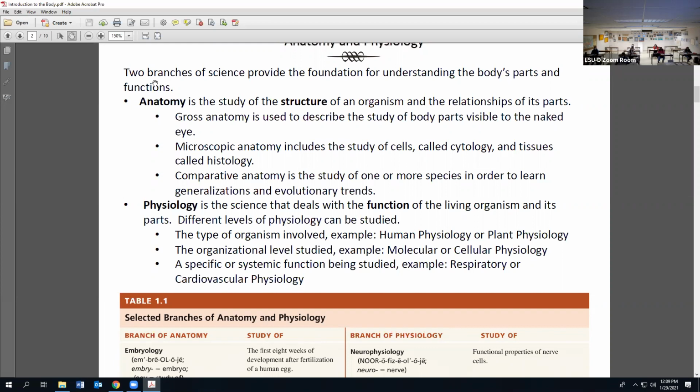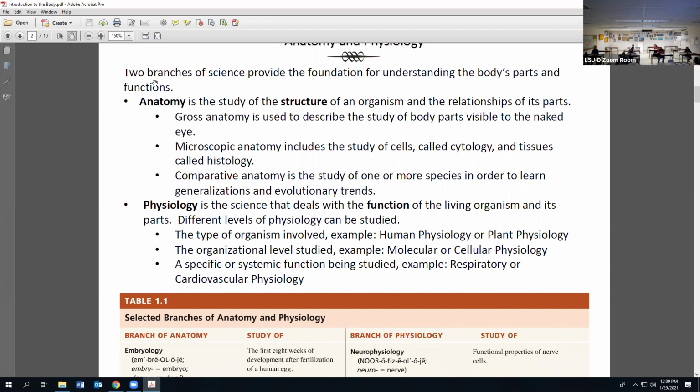Physiology, as I said, is going to deal with the function of a living organism and its parts. And just like anatomy, we can look at the different levels there, whether it's the type of organism involved. Obviously, we would study plant physiology, which you really could. Obviously, we're going to introduce in this class human physiology.